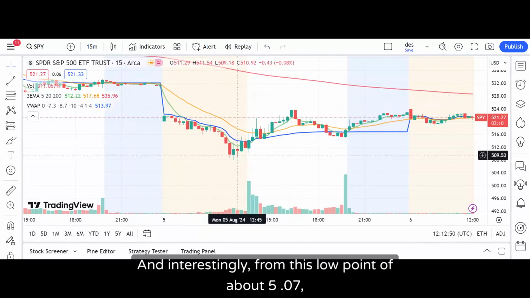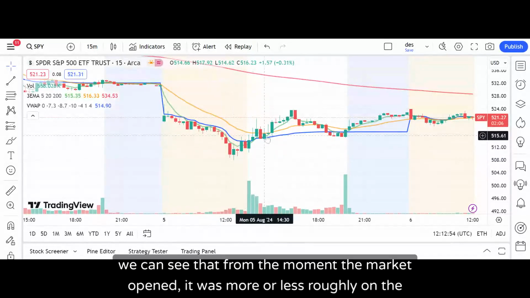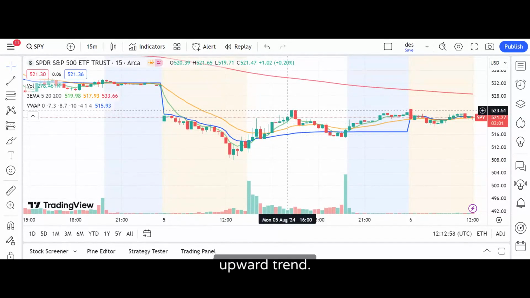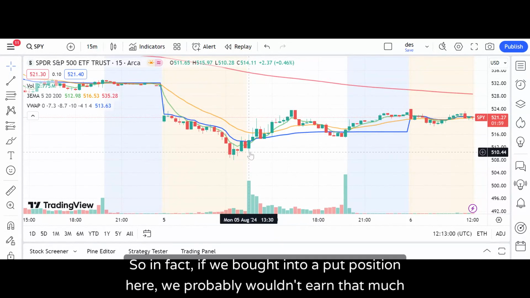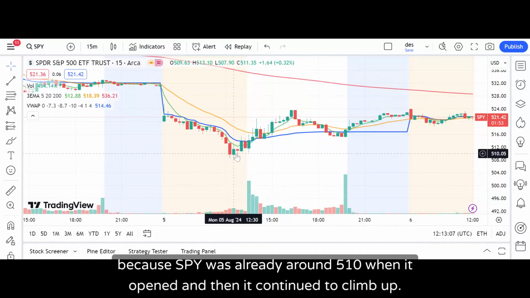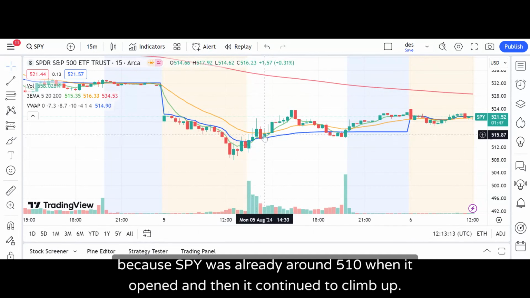Interestingly, from this low point of about 507, we can see that from the moment the market opened, it was more or less roughly on an upward trend. So in fact, if we bought into a put position here, we probably wouldn't earn that much, because SPY was already around 510 when it opened, and then it continued to climb up.